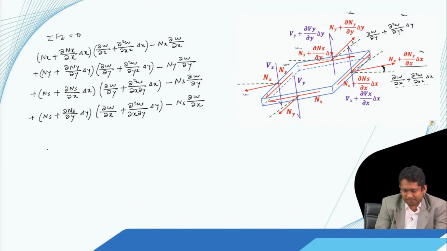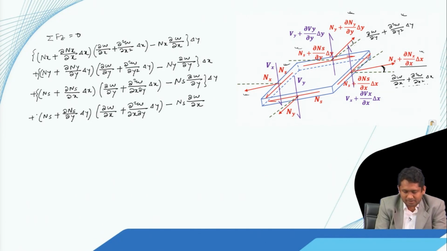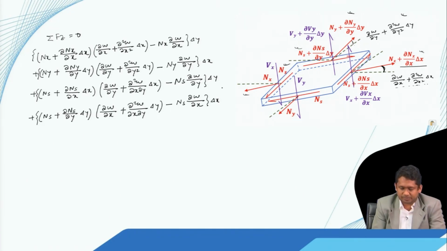So with that we can write, okay, another thing to add here: these are the forces per unit length. So we have to multiply with the corresponding dimensions. This force is acting at the x face, so we have to multiply it by delta y. This is acting at the y face, so we multiply with delta x, and this is acting at this face, so it has to be multiplied with delta y, and this has to be multiplied with delta x. So now they give the total forces.